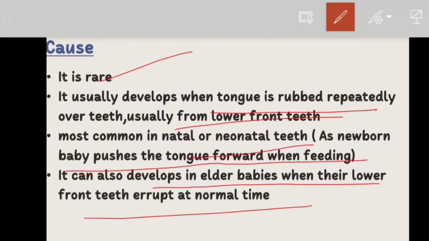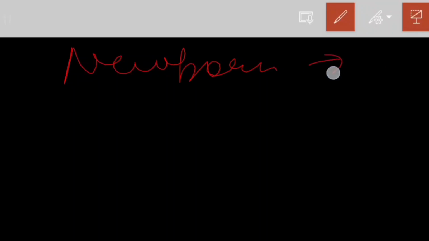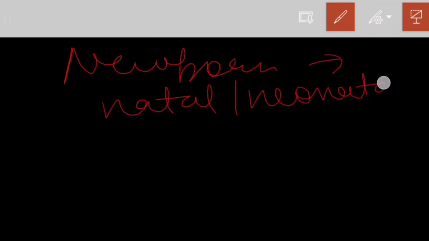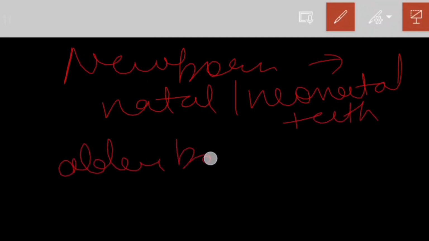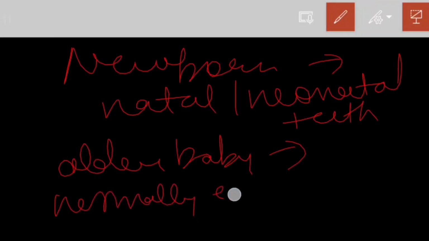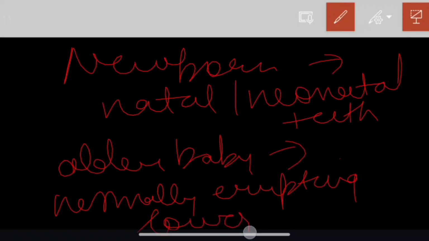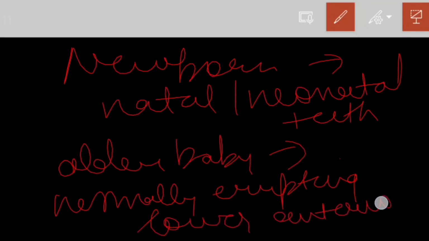So remember this point. In newborns, it is due to natal and neonatal teeth. And in older babies, it is due to normally erupting lower anterior teeth. So both can produce repeated trauma. Okay.